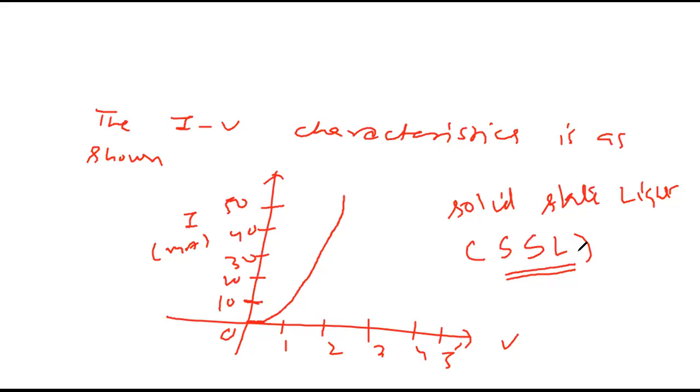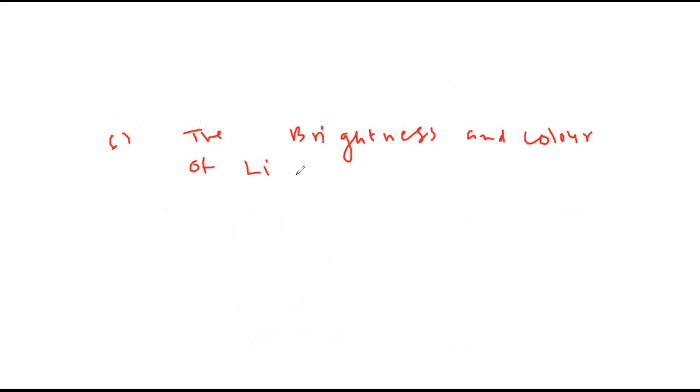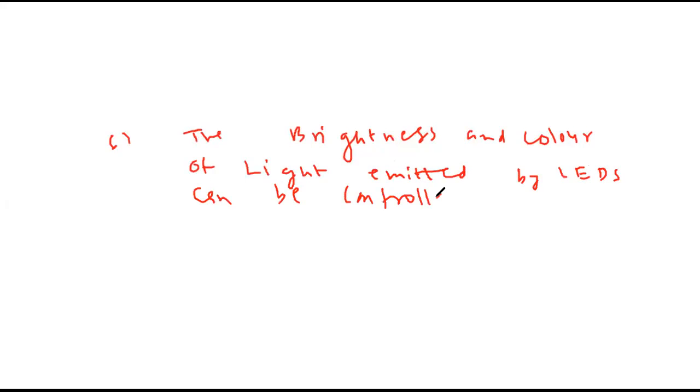LEDs do not contain mercury or any hazardous substance. The brightness and color of light emitted by LEDs can be controlled.